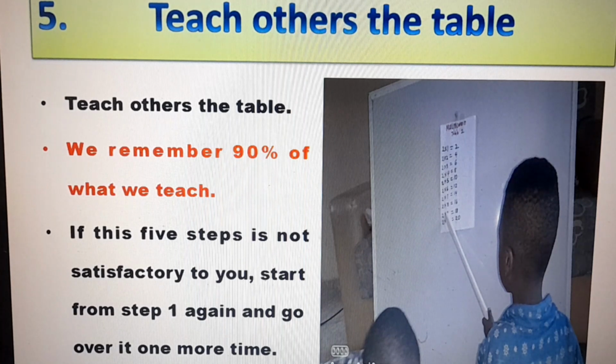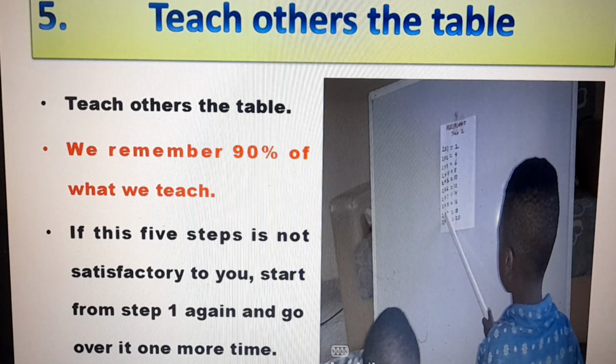Just place the table on the wall or the board or something, then tell your son or your daughter to teach you. And if you're an adult trying to learn the table, just find someone and teach. Tell your friend, okay, sit, let me teach you this table. Just look at it. And by doing that, you will remember about 90% of what you have read.